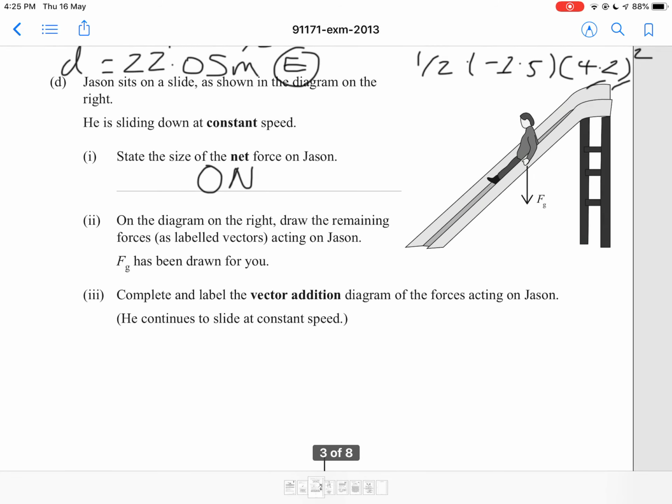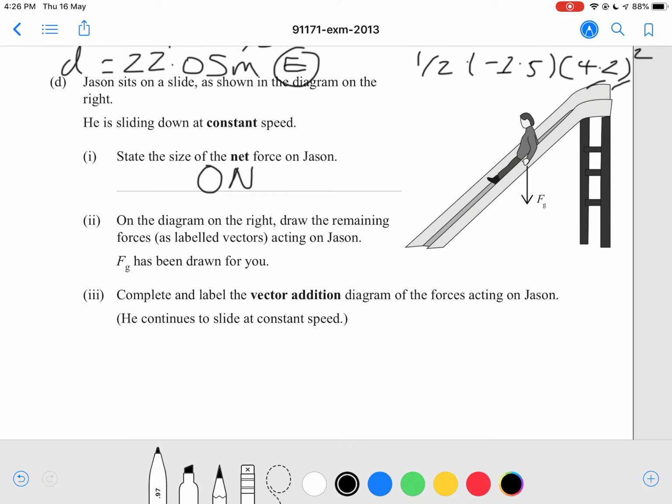On the diagram on the left, draw the remaining forces as labeled vectors acting on Jason. FG has been drawn for you. So you should know that the forces acting on Jason include a reaction force, FR, that acts at about 90 degrees to the slide surface. So the slide surface, 90 degrees. There's an FR, and there's also a force of friction, okay? Don't forget the force of friction.